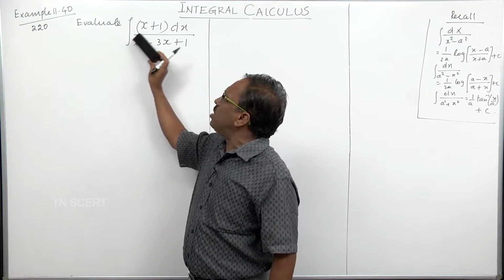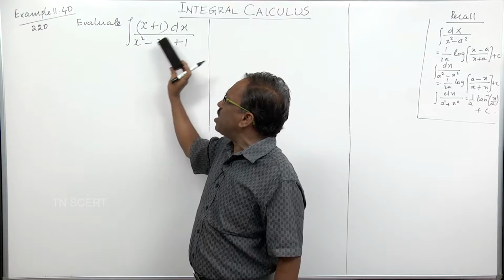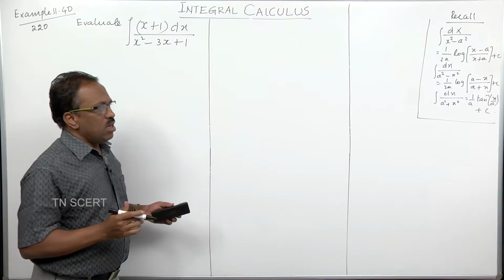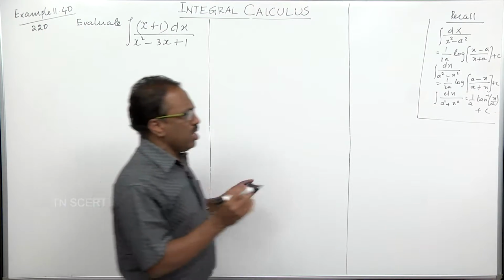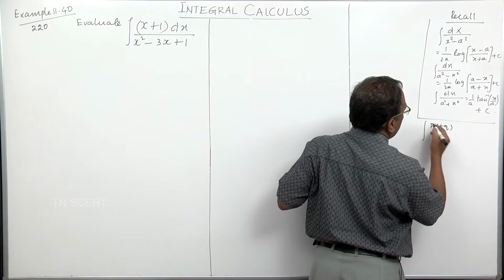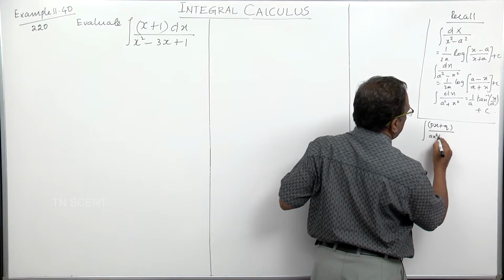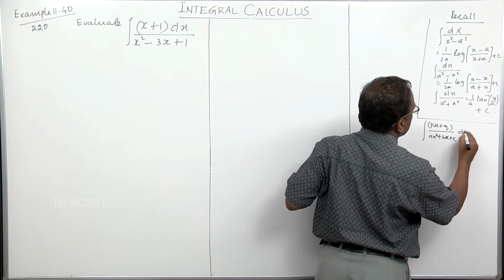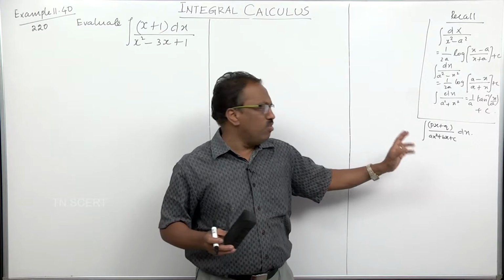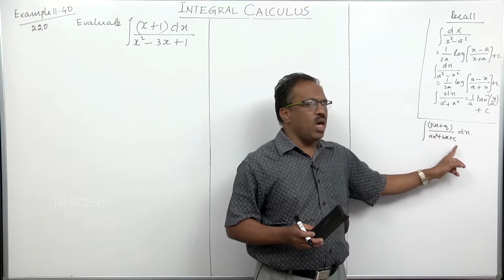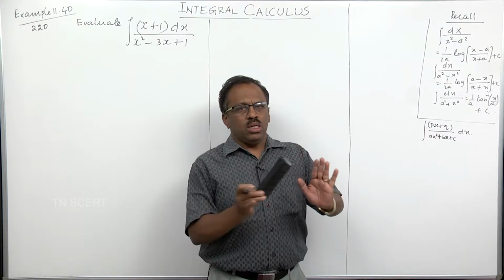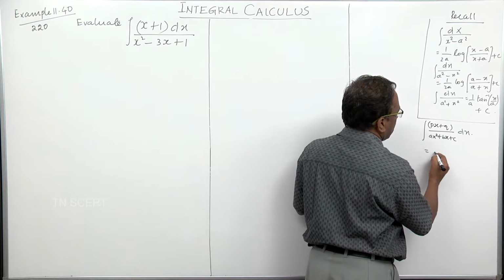In particular, evaluate the integral of (x + 1) dx / (x² − 3x + 1). By noticing this, dear student, you must immediately predict in your mind that this is of the type (px + q) / (ax² + bx + c) dx. Immediately you have to recall that this problem involves px + q over ax² + bx + c. You have to apply a simple technique for this.